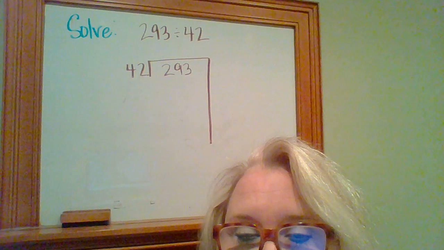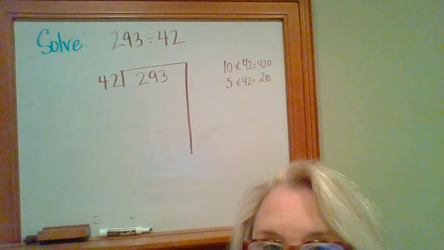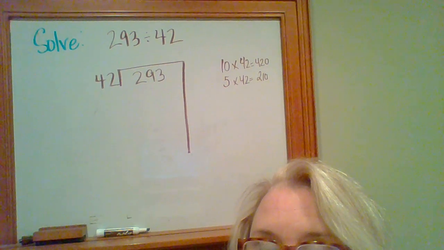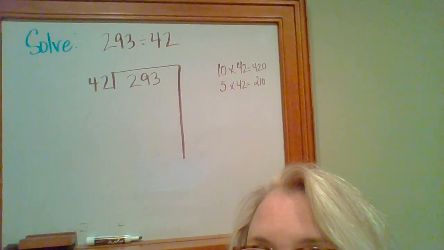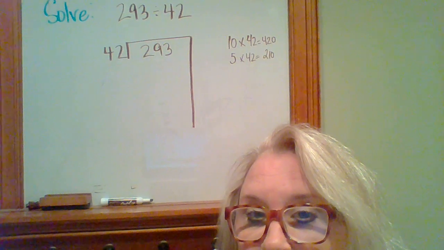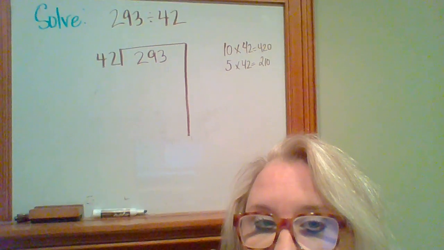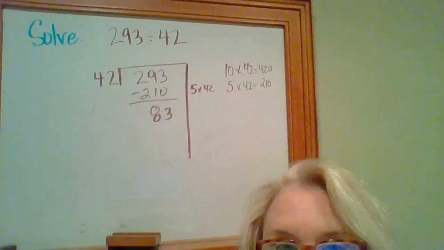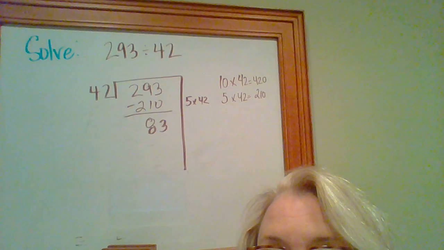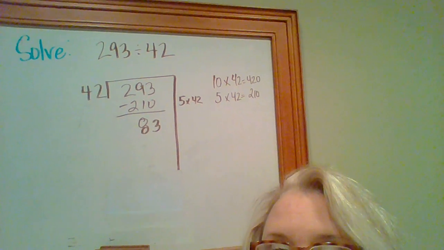Let's start with a group of 10. 10 times 42 equals 420. Well, that's too many groups of 42 to get out of 293. That's too large of a number. Let's look at 5. We have 5 times 42 equals 210. Okay, we're getting closer. Let's start with 5 to solve. So we figured out on our multiplication tower that 5 times 42 equals 210. Now let's subtract 293 minus 210, which leaves us with 83.